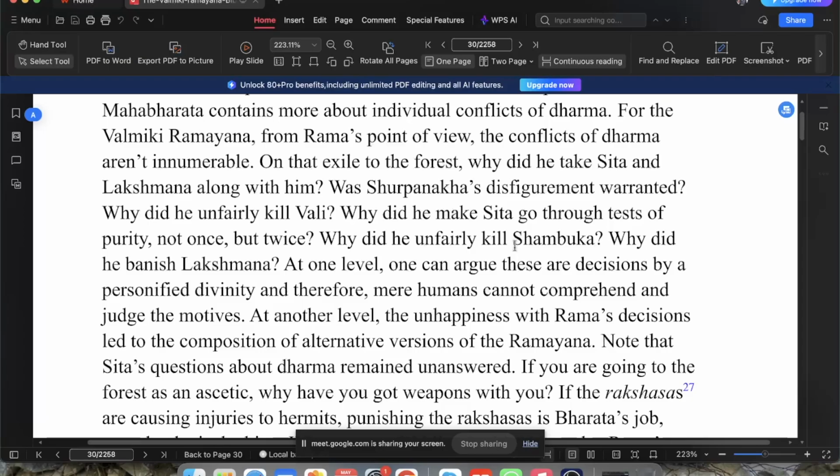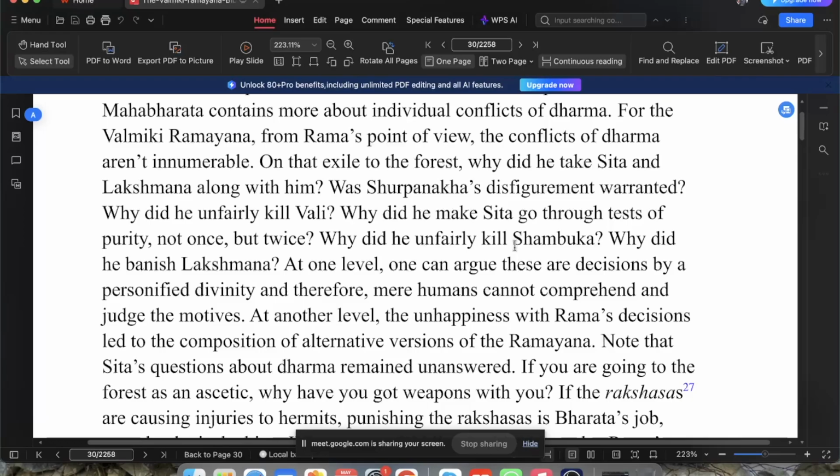So, at another level, the unhappiness with Rama's decisions led to the composition of alternative versions of the Ramayana. It's not that Rama was happy when he was testing Sita, getting her to do the Agni Pariksha, or exiling Lakshmana. But because he had to follow what dharma was back then, as per their interpretations, he had to do it, but it's questionable whether he was happy or not. So it says here, at another level, the unhappiness with Rama's decisions led to the composition of alternative versions of the Ramayana itself.